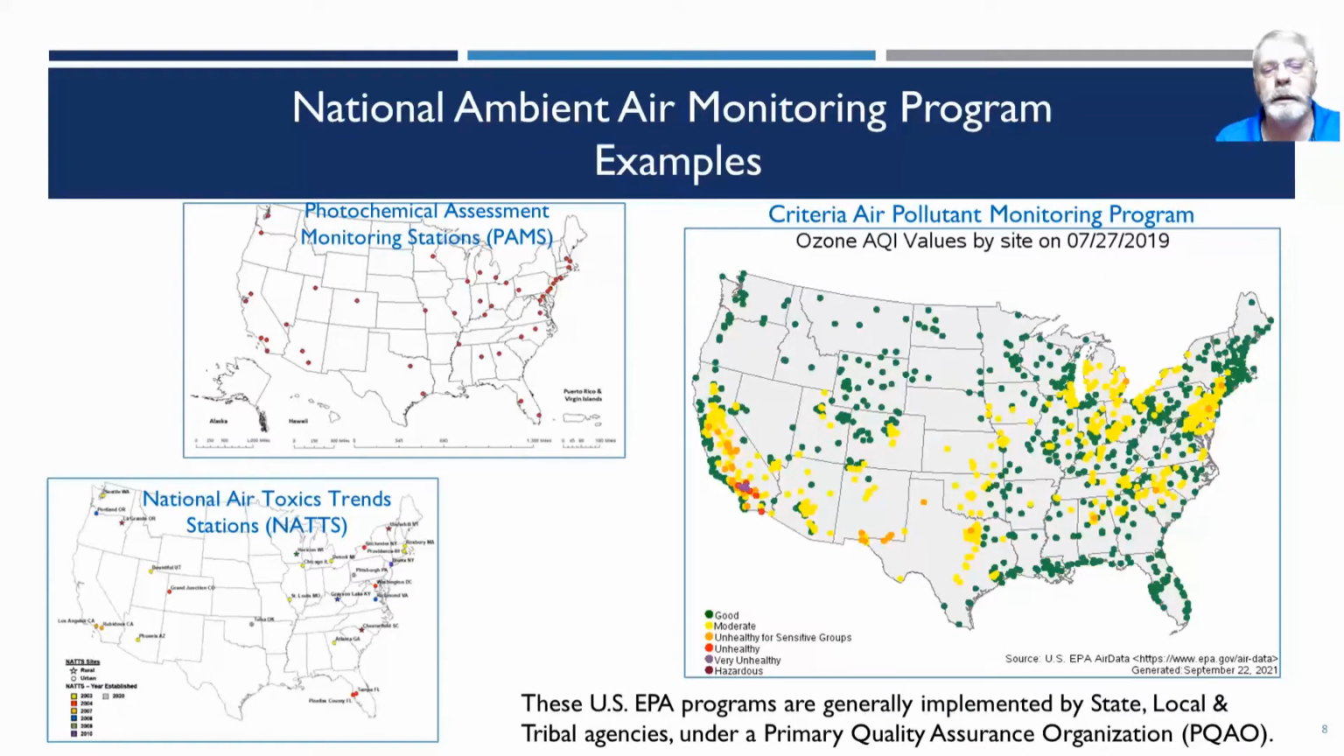Another example is the Criteria Air Pollution Monitoring Program, which is the primary emphasis for most of us at this PQAO training. The term criteria pollutant refers to those that have National Ambient Air Quality Standards, or NAAQS. These include ozone, nitrogen dioxide, sulfur dioxide, carbon monoxide, PM10, PM2.5, and lead. The image on the right of this slide shows the ozone monitor locations and the maximum air quality index values across the country on a summer day.